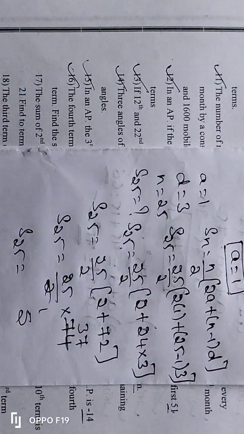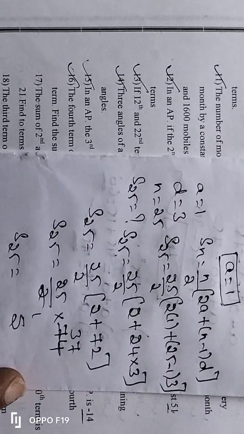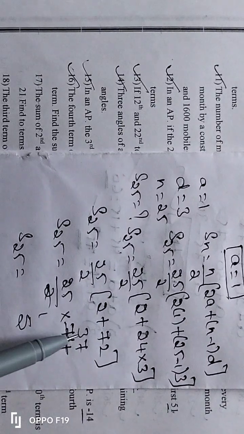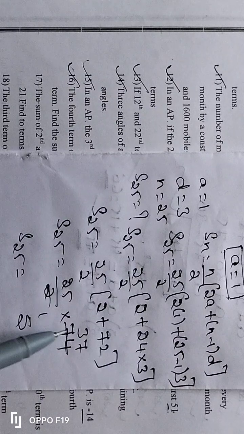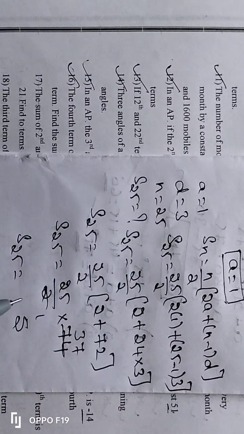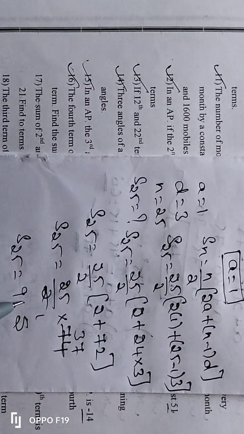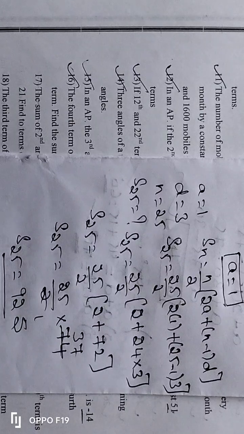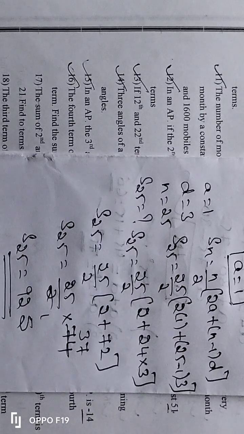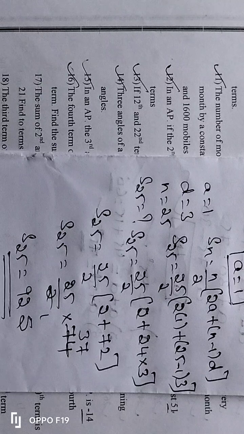175, put 5, carry 17. Then 25 threes are 75. So 25 threes are 75 plus 17. 75 plus 17 is 92. Therefore, the sum of the first 25 terms of the AP is 925. So like this we have to solve the 16th problem.